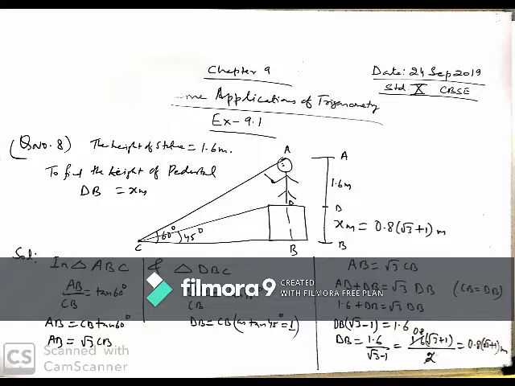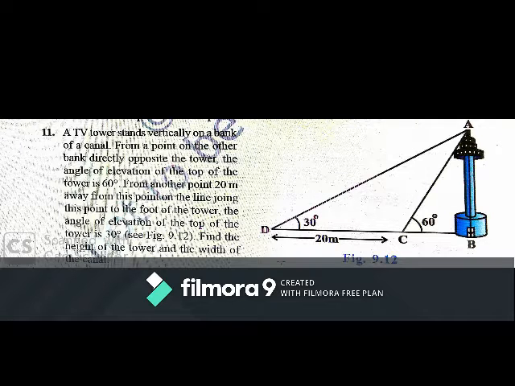As I told in the previous question, we have to go for rationalization. Because root 3 minus 1 is in the denominator, we multiply the fraction by root 3 plus 1 divided by root 3 plus 1, so that it gets rationalized. It becomes 1.6 into root 3 plus 1 divided by root 3 squared, which is 3, minus 1 squared, which is 1, so 3 minus 1, which is 2. It gets cancelled also, so the answer will be 0.8 into root 3 plus 1.